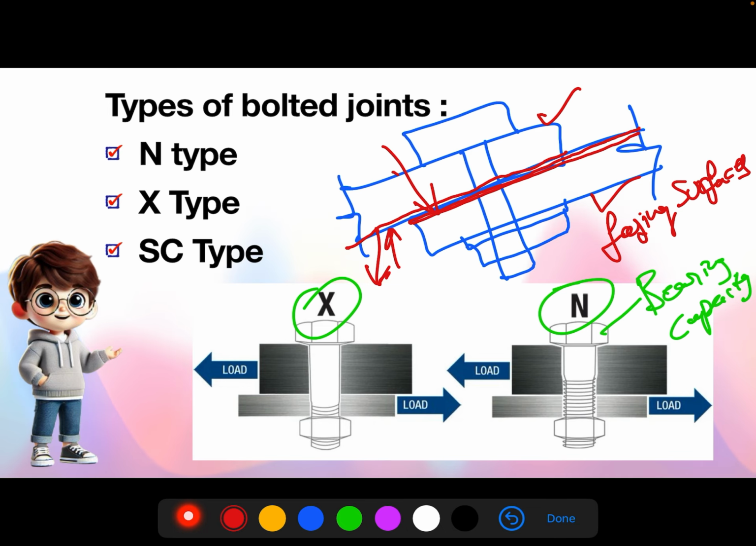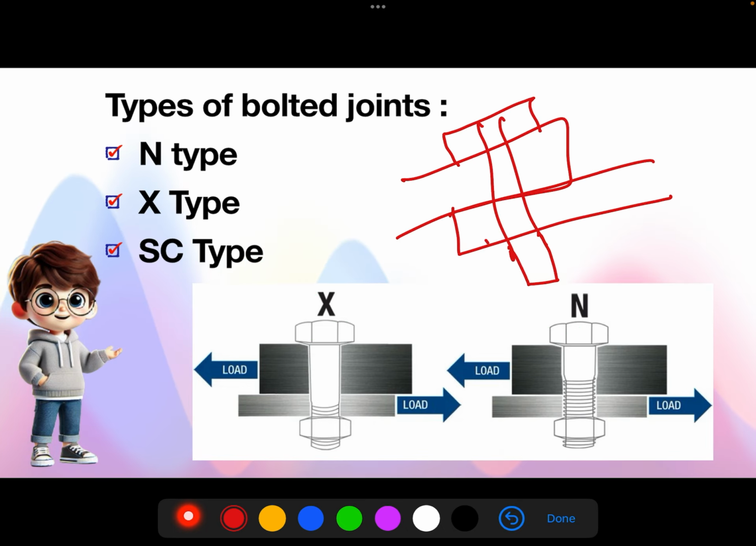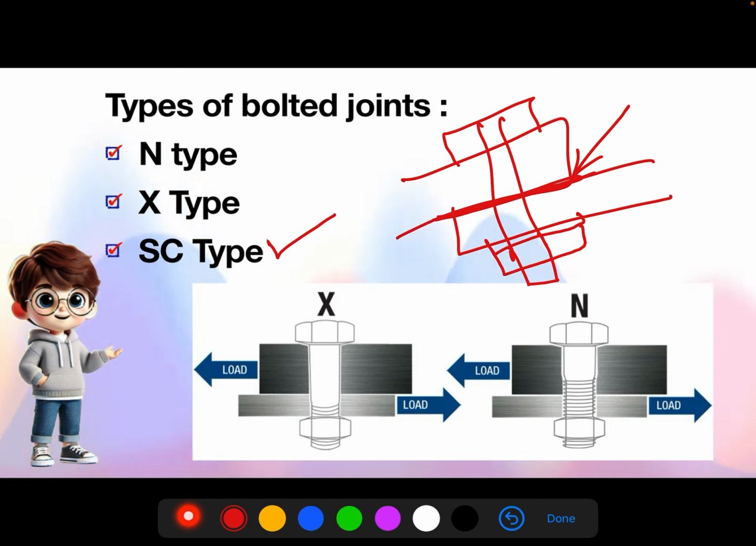Means they will make these surfaces a little bit rough, so that when those two surfaces are getting in contact, due to that friction, there is a slip resistance between these two surfaces, and most of the load will be resisted by this slip critical condition. So this type of joint we call it as SC type.